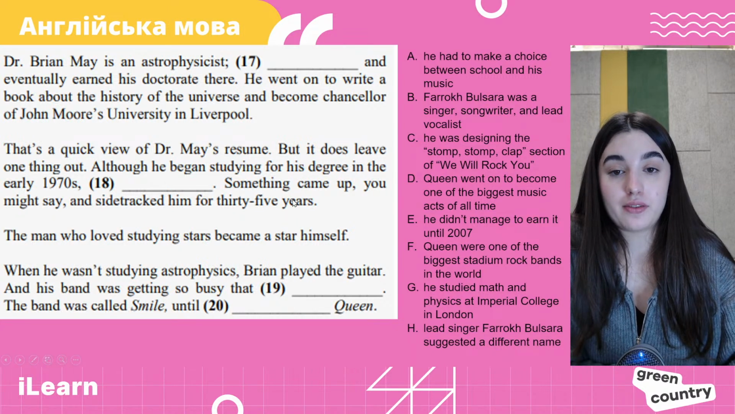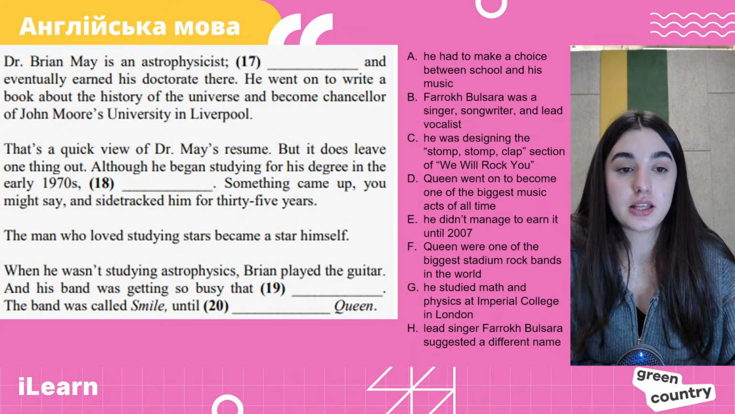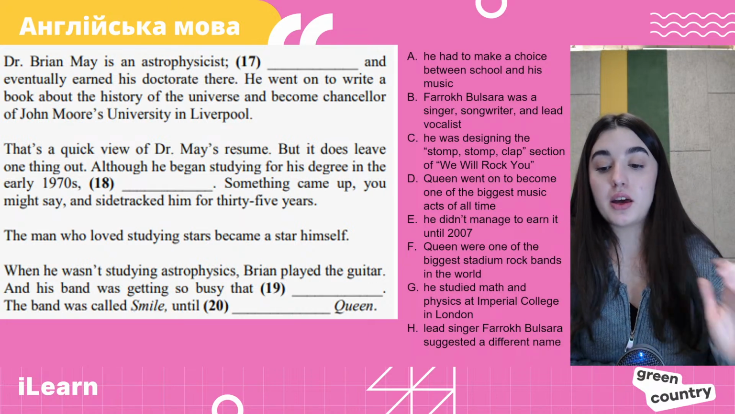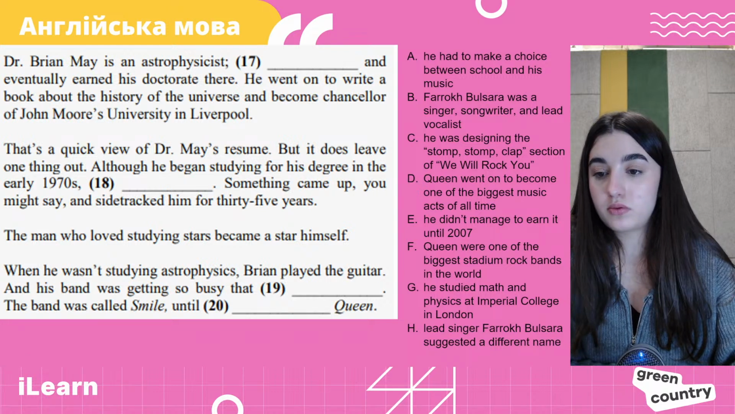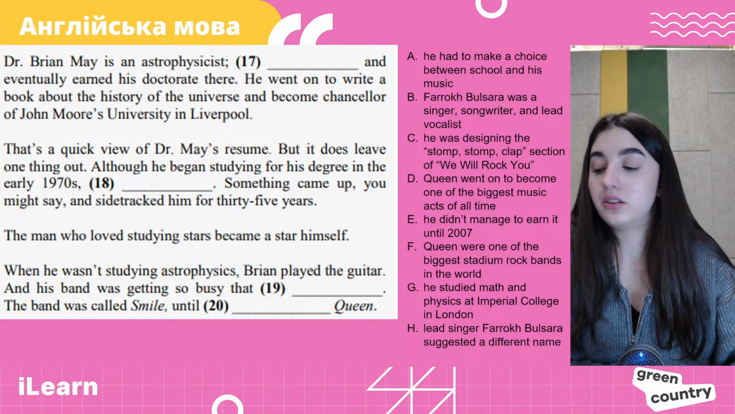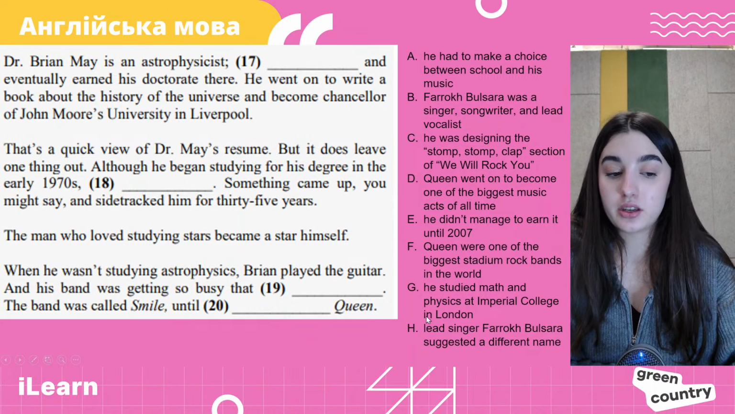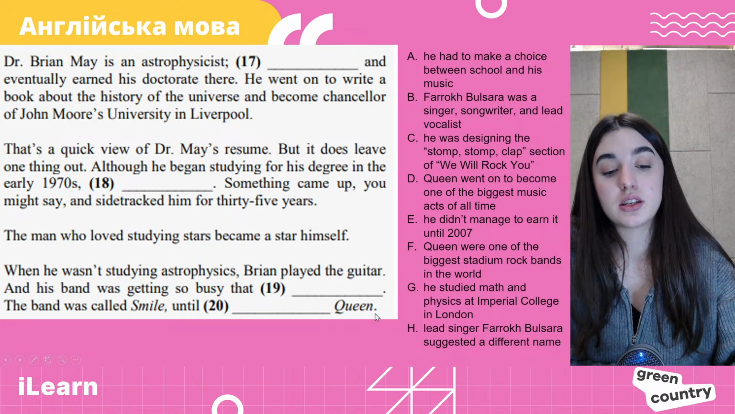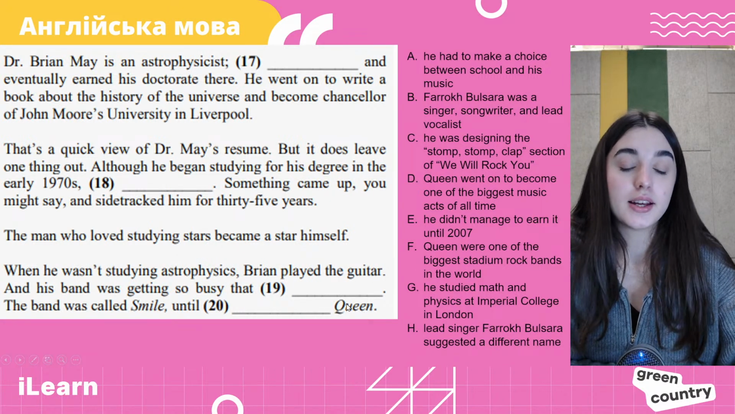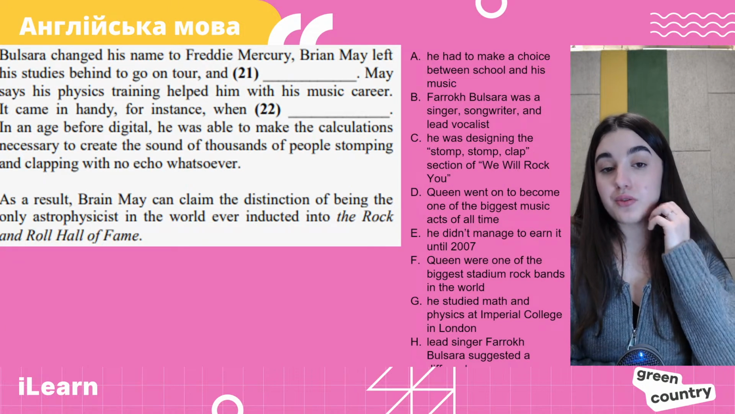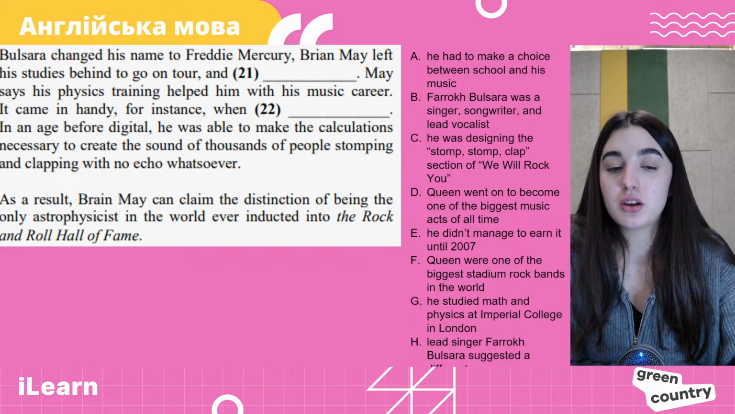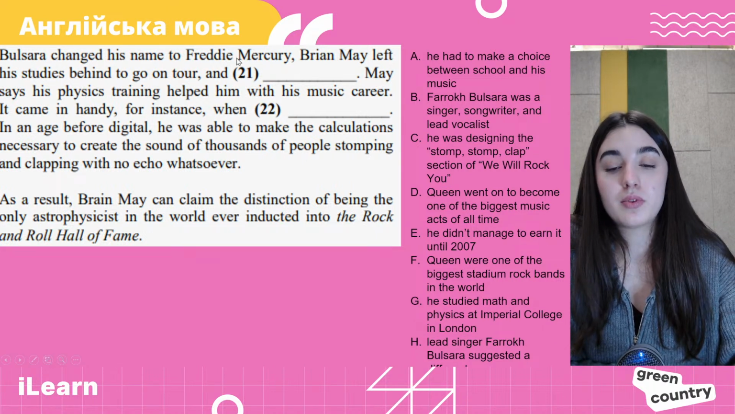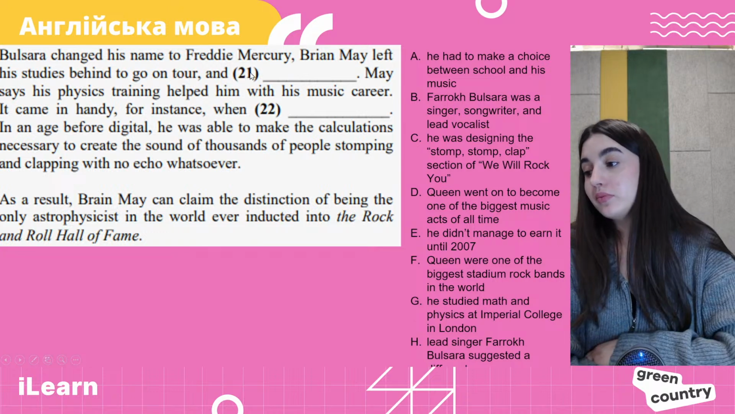And now we remember that we have 17G, 18E, 19A, and what about 20? The band was called Smile until H. Yeah, until lead singer Farrokh Bulsara suggested a different name, Queen. Good. Let's move on with the next part of this text. So now we know that we are reading a text about Queen and about Freddie Mercury, and we have got 2 more gaps. Let's have 21 and see what we have.